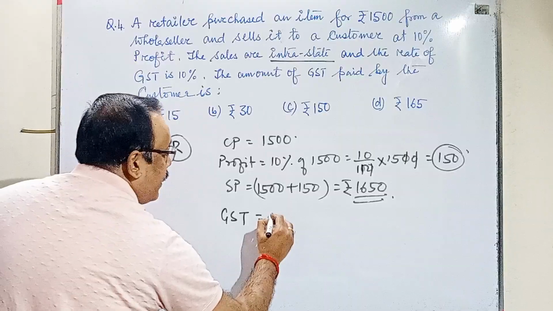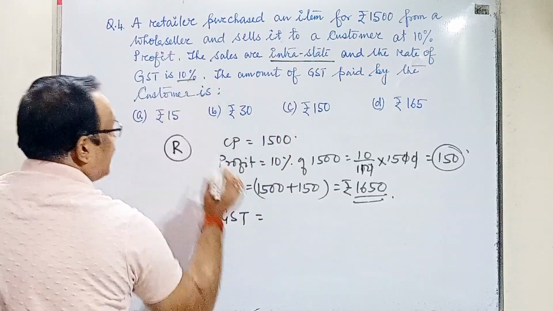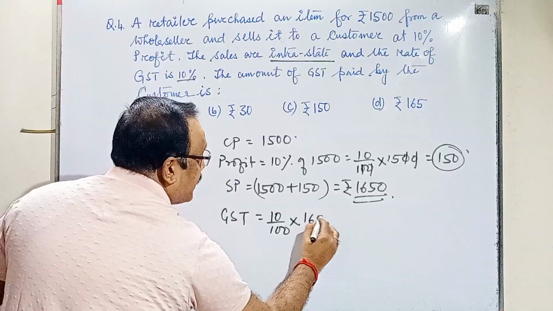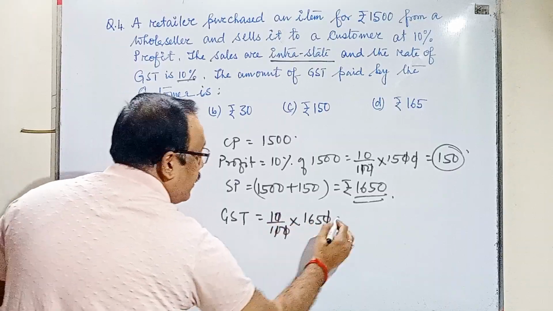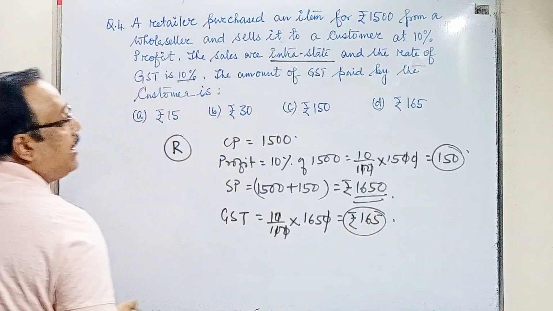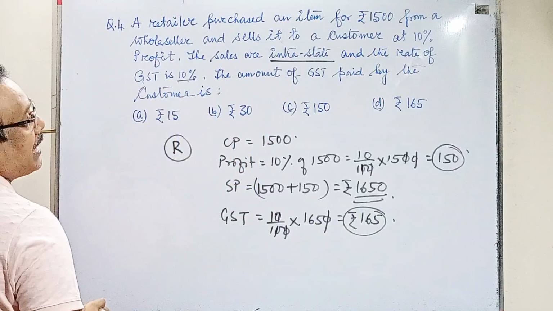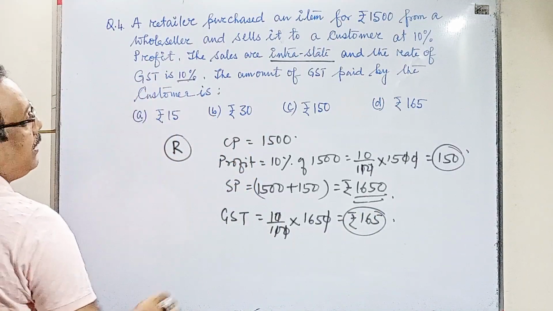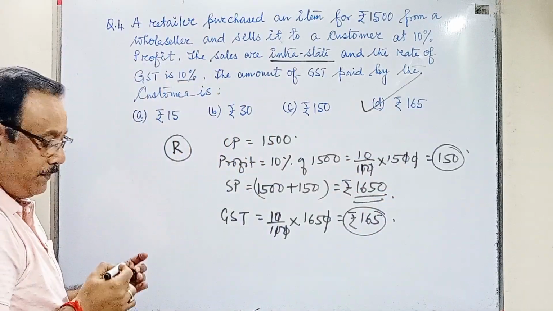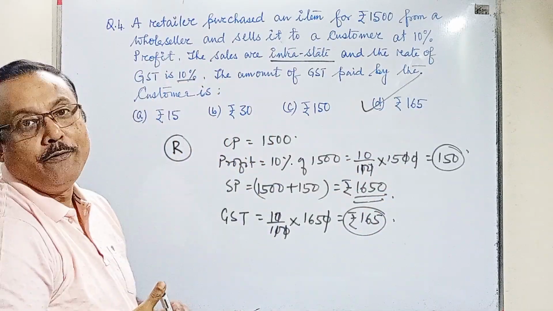So GST paid will be how much, at what rate? 10%. So it will be 10 by 100 of 1650. So this cancels, and you get rupees 165. 165 is the GST paid by the customer to the retailer. So our choice is D, 165. Now we'll go for question number 5.